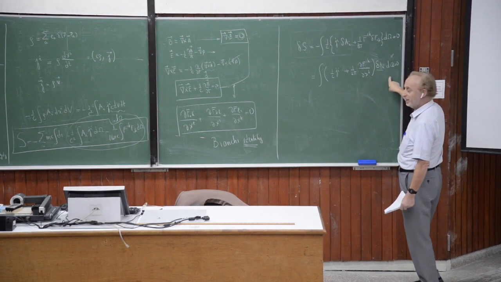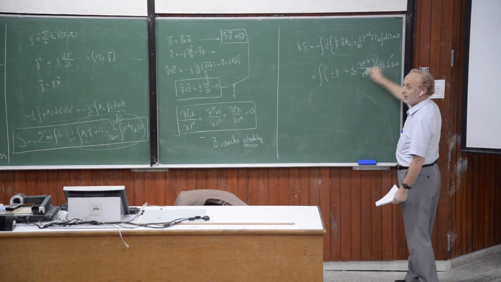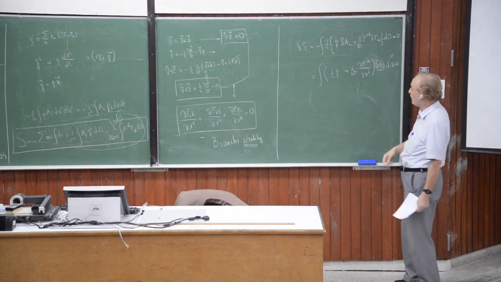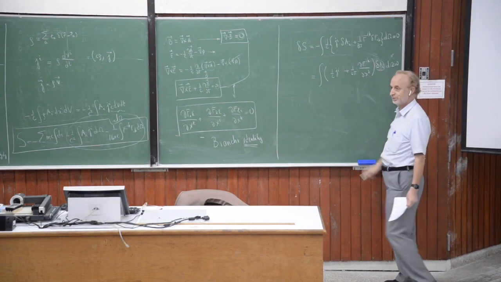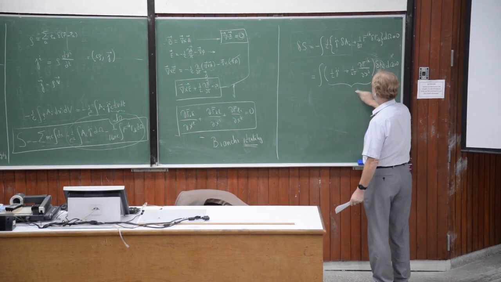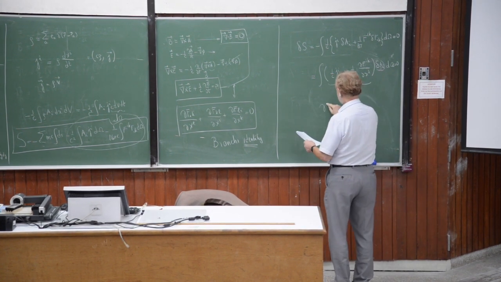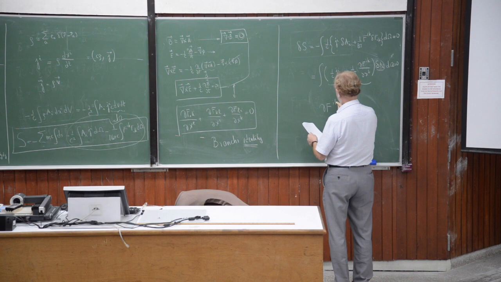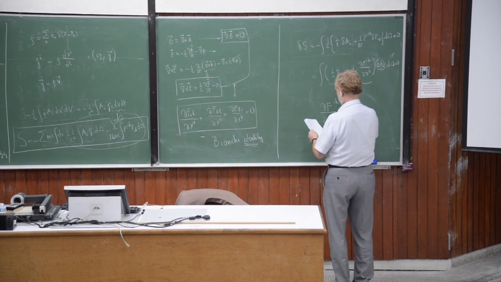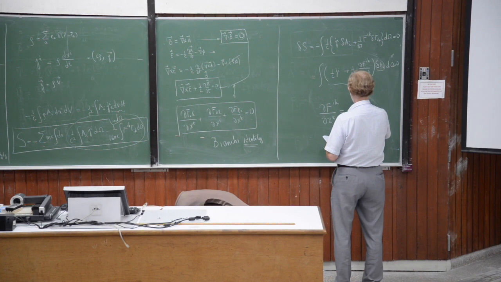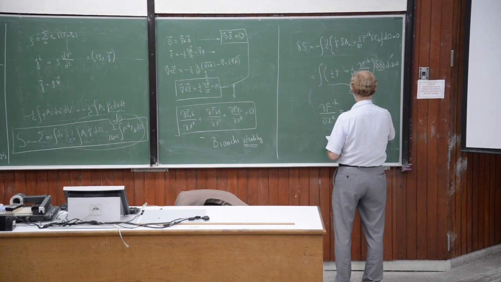You get something like this, because these are now arbitrary changes in between. This has to be 0. This has to be 0. And therefore, my equations for the field are ∂F^{ik}/∂x^k equals minus 4π over c J^i.